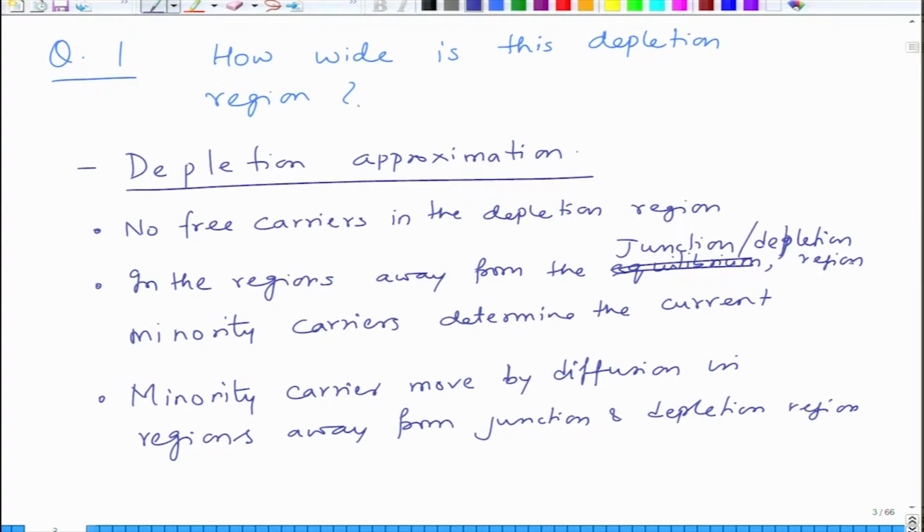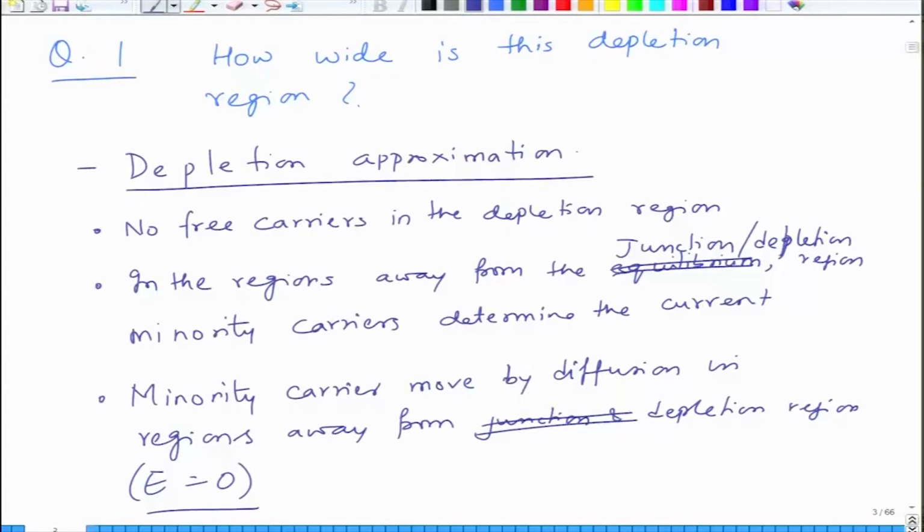Basically the region where the electric field is equal to 0, where the bands are flat. So minority carriers move by diffusion in regions away from the depletion region, where E is equal to 0. Since the electric field is equal to 0, they can't move by drift, they can only move by diffusion. These regions in the semiconductor are called bulk regions.